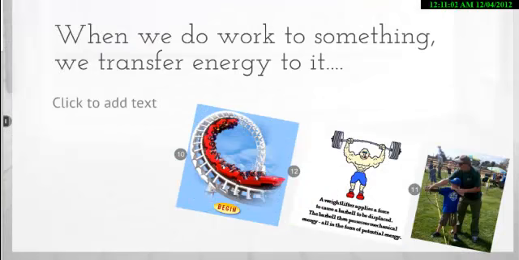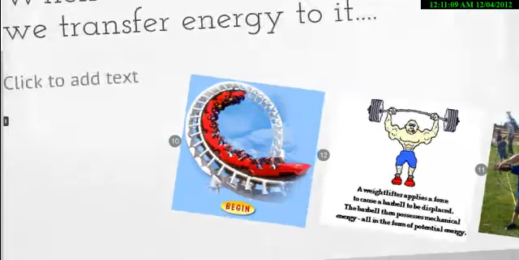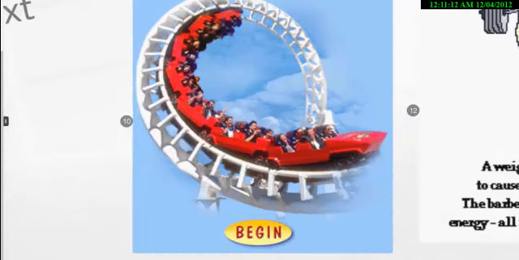All right, when we do work to something, we transfer energy to it. We can look at some examples here. For example, the force acting on this roller coaster would be gravity. And gravity does work to the roller coaster and adds energy to it. In other words, as it falls, gravity applies a force over a distance, and the roller coaster gains kinetic energy.